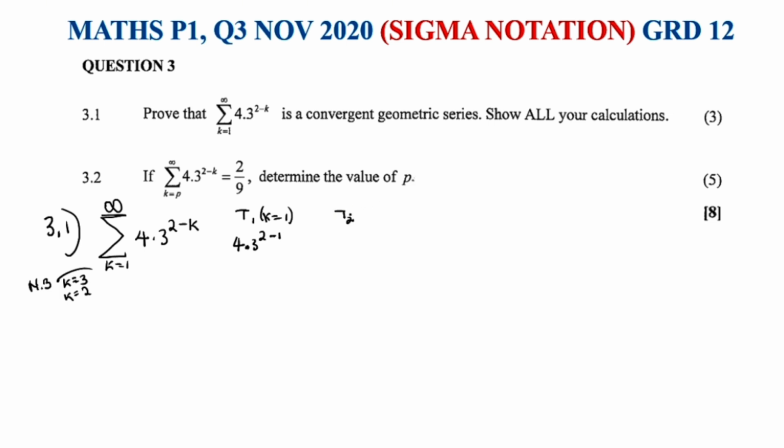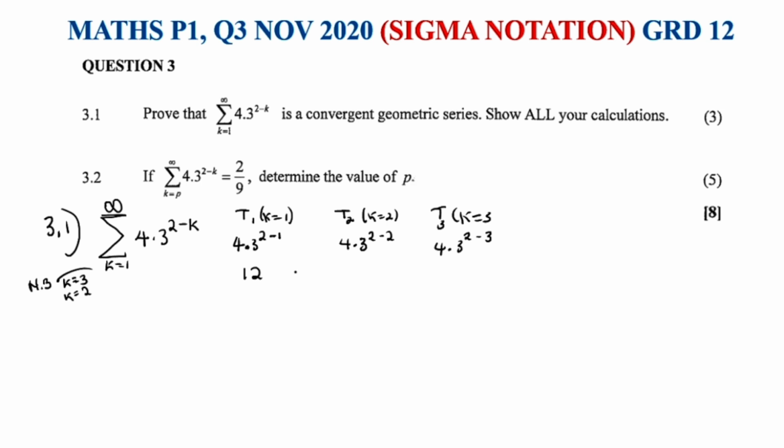Therefore, T2 will start when k is equal to 2. Same thing applies here. We just substitute into the formula, 2 minus 2. Therefore T3 will start when k is equal to 3, so 4 times 3 to the power of 2 minus 3. If you put this in our calculator, we should get 12 there.